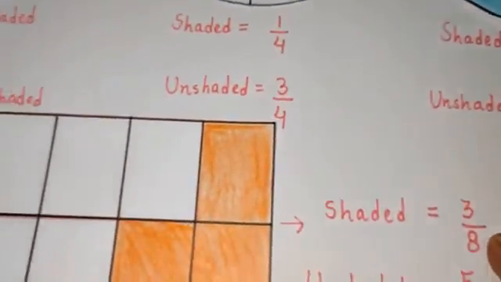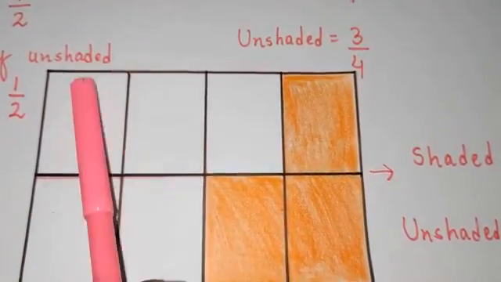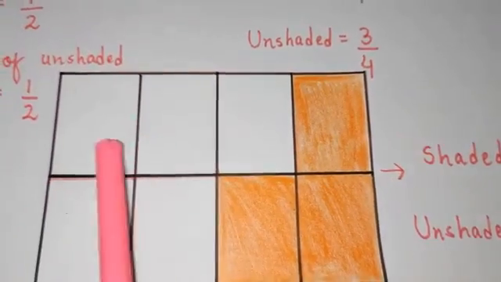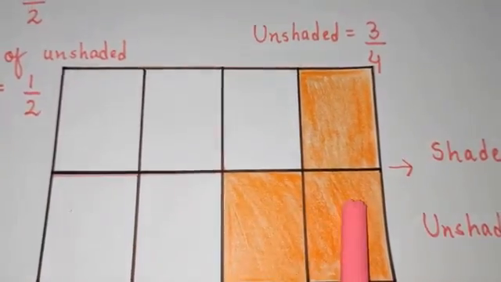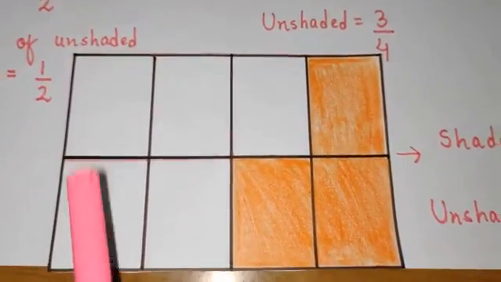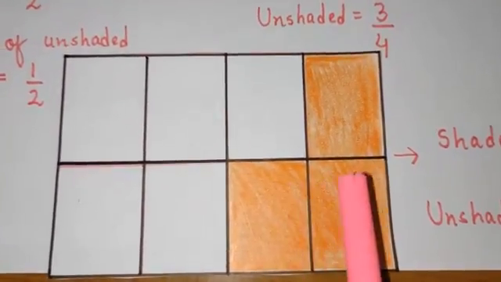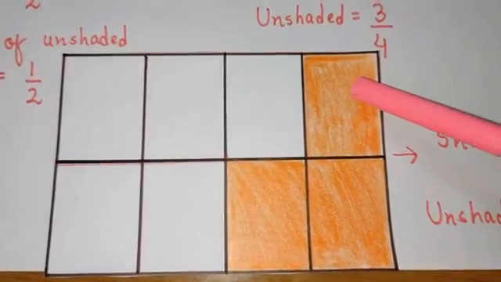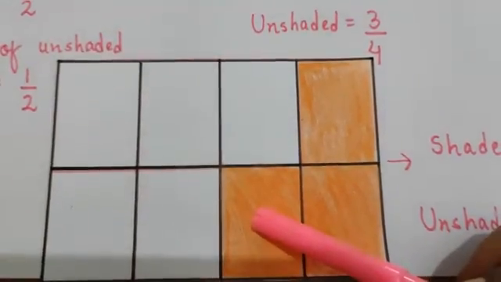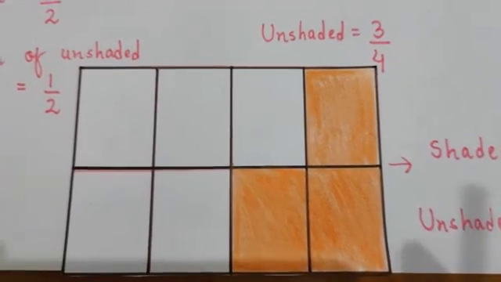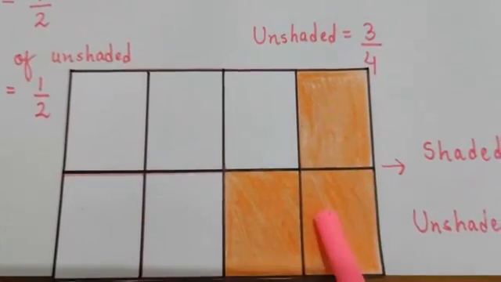Okay. Let us take up a different shape. I have drawn a rectangle over here and divided it into 8 equal parts. Let us count the number of parts it has. It has 1, 2, 3, 4, 5, 6, 7, 8. So this rectangular figure has been divided into 8 equal parts. Okay. And out of the 8 parts, as you can see, I have shaded or colored 3 parts in orange color.